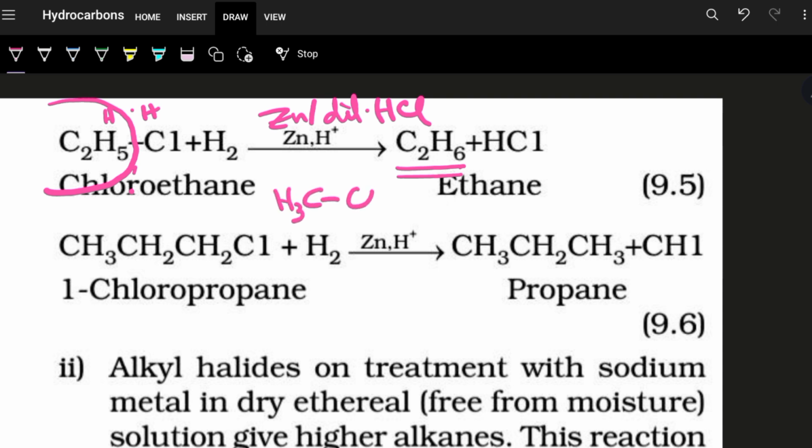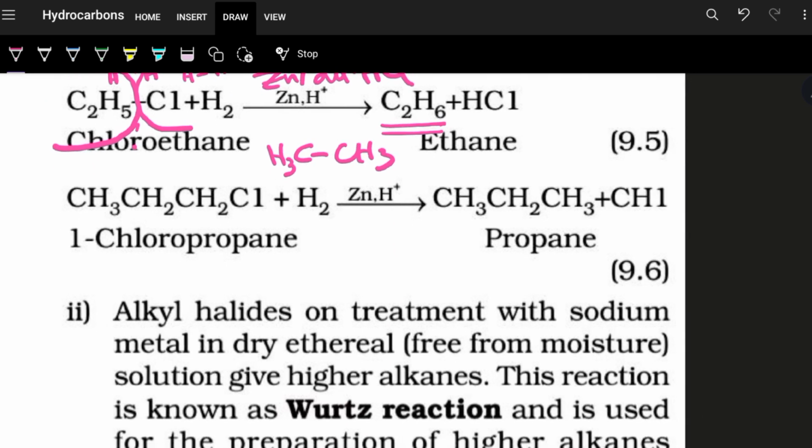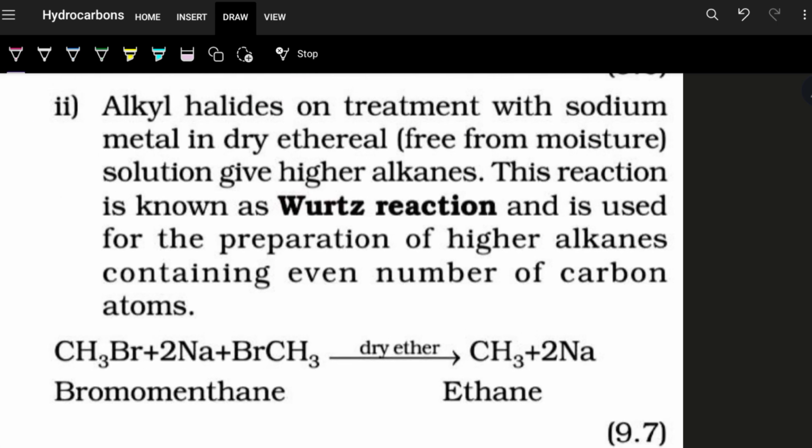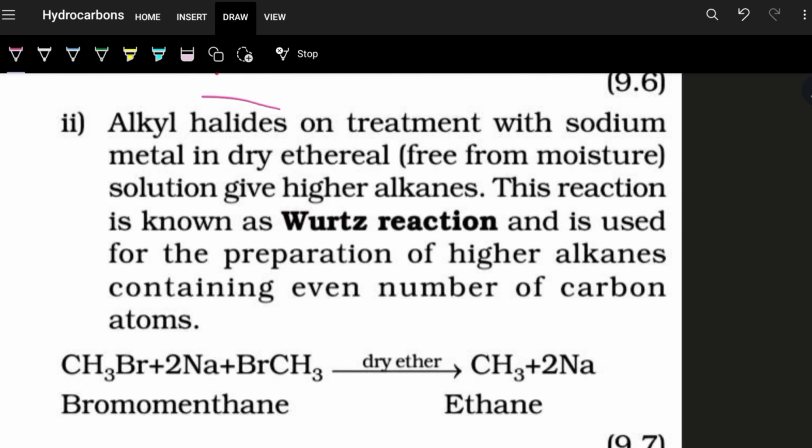Write it in this manner, CH3, CH3, and here you can see HCl. So this H2 can be written in this manner, H and H. Then only you can remember, it will help you to remember all these things. Now 1-chloropropane. So this is 1, 2, 3, at 1 position there is chloro. You break this bond in this manner, again add H and H. So you get propane here with HCl.